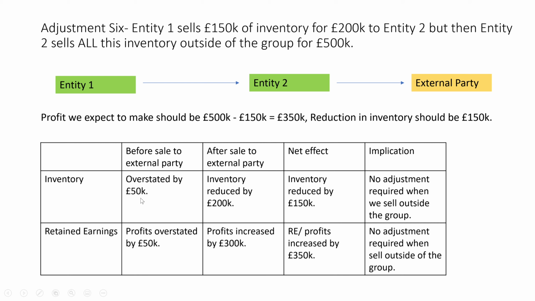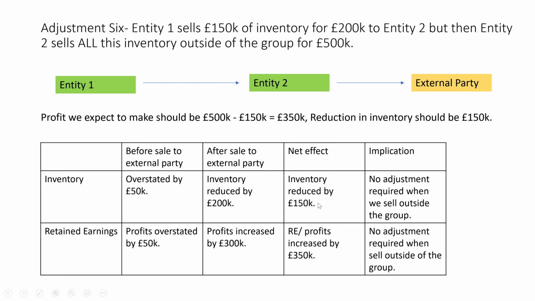So before we made the sale to the external party, our inventory was overstated by 50k and our retained earnings were overstated by 50k. Now after we sold to the external party, as a result of the sale, we got rid of 200k worth of inventory, because in Entity 2 the cost of the inventory was 200k. When we sold to the external party, Entity 2 made a profit of 500k minus 200k. So its profit was increased by 300k.